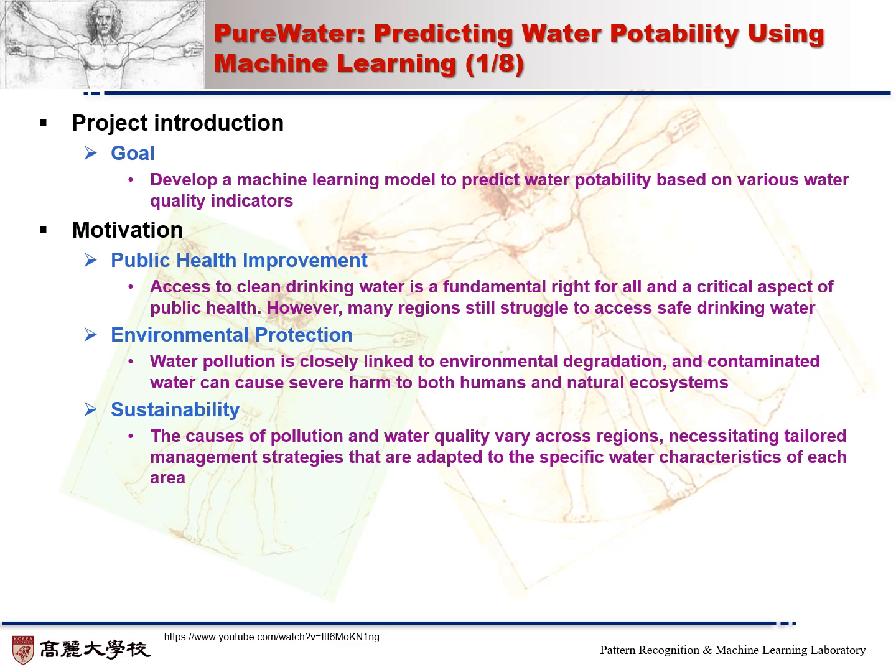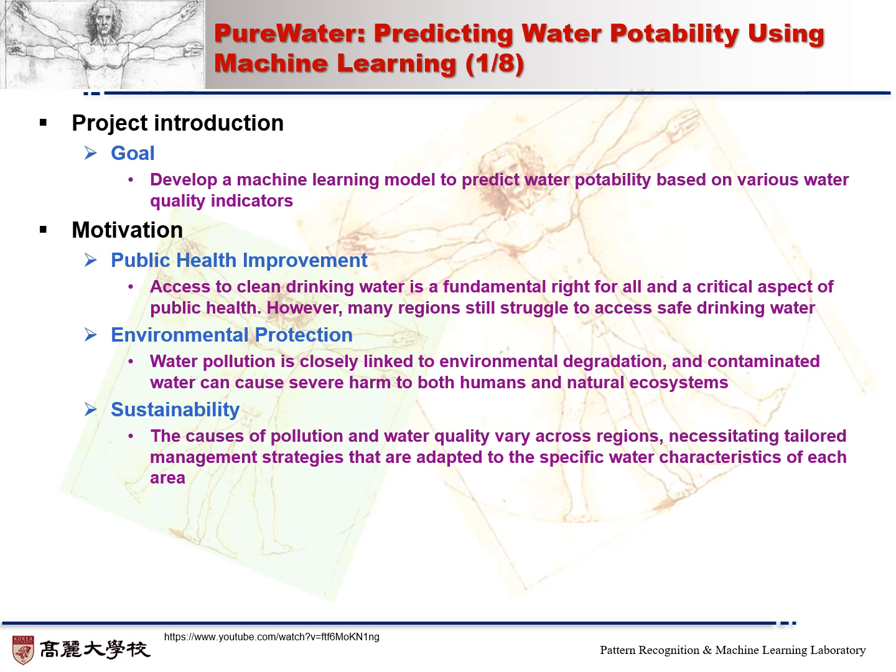First, public health improvement. Access to clean drinking water is a fundamental right for all and a critical aspect of public health. However, many regions still struggle to access safe drinking water. Second, environmental protection. Water pollution is closely linked to environmental degradation, and contaminated water can cause severe harm to both humans and nature ecosystems. Finally, sustainability.